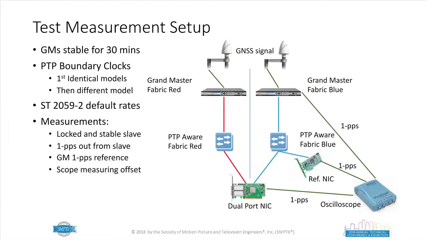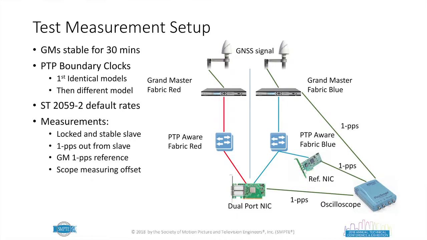We were using two different network card implementations here that support PTP and hardware, a dual port NIC, and a reference NIC. The reference NIC is here to make sure that we understand if the data that we're getting is skewed in one way or another on the main NIC, which is the dual port NIC, which we're using to connect to both fabrics. All of these are wired back via 1 PPS to the scope.